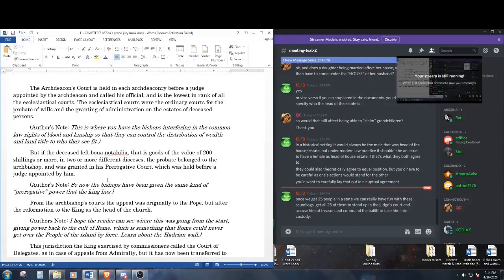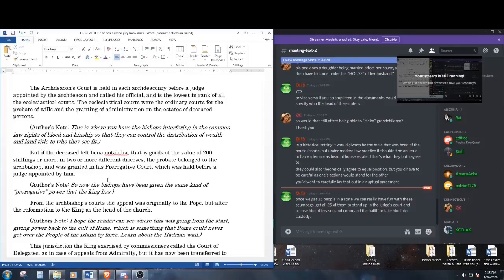Now back to the book. If the deceased left bona notabilia, that is, goods of value of 200 shillings or more, in two or more different dioceses, the probate belonged to the archbishop and was granted in his prerogative court. So now you've got bishops having their own prerogative. Great. Which was held before a judge appointed by him. So no. Now the bishops have been given the same kind of prerogative power that the king has.